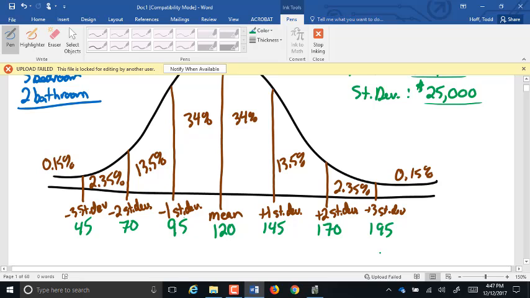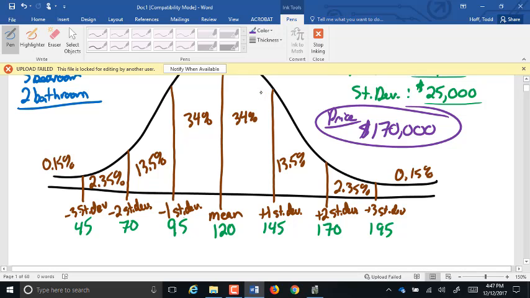Now let's say you're looking at homes and you find one that you absolutely love. And it has an asking price of $170,000. And your agent is telling you, boy, you better put in an offer on this house right now. It's going to sell real fast. And you better give them their full asking price or they're not going to listen to you. They're going to just move on. Well, what this curve is telling you, 170,000 is right here.